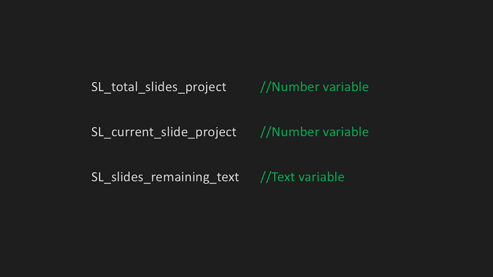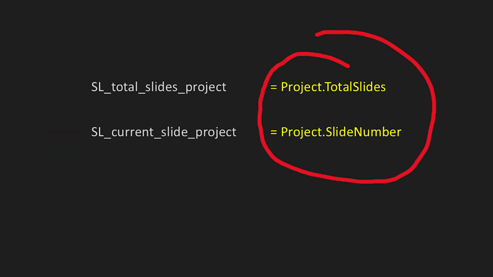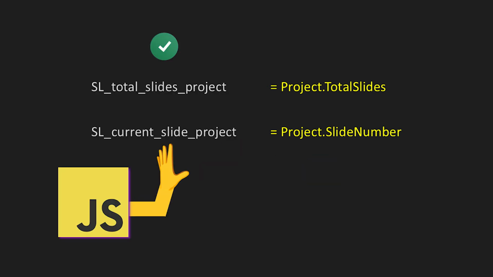First off, we need these two. This one will store the total number of slides in our project, and this one will track which slide we are on. Now, Storyline already has built-in variables for these, but I can't get them and set them using JavaScript, so that's why we need to create these other 2 variables, transfer the info to them, and then I can use them in my JavaScript code in order to get the information I need.